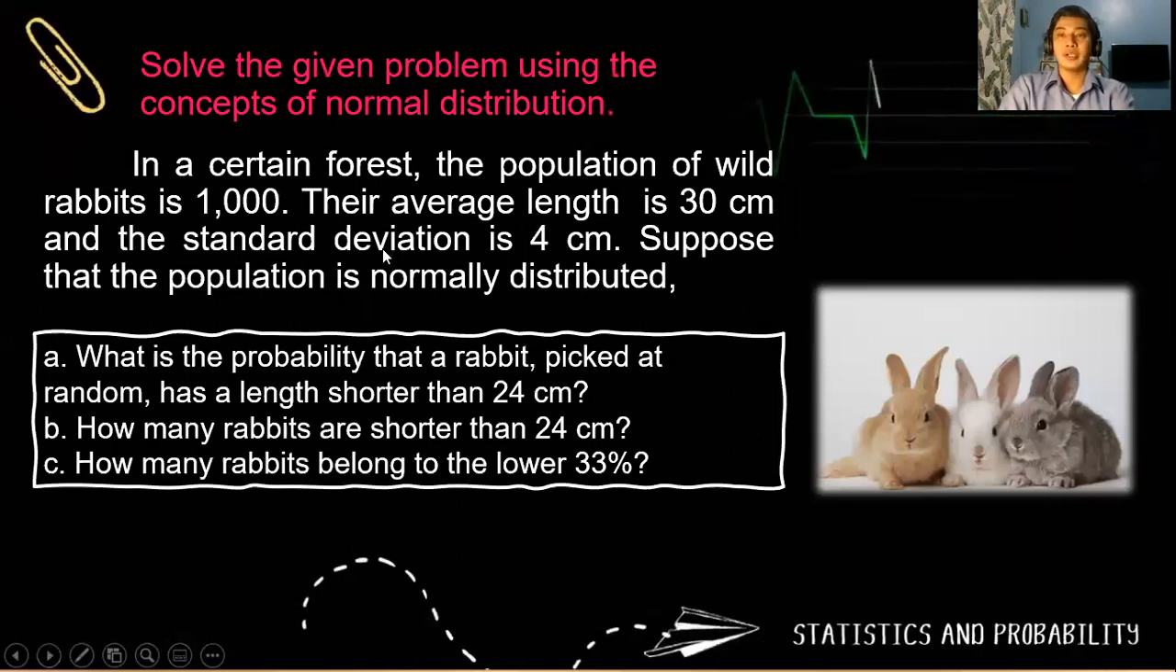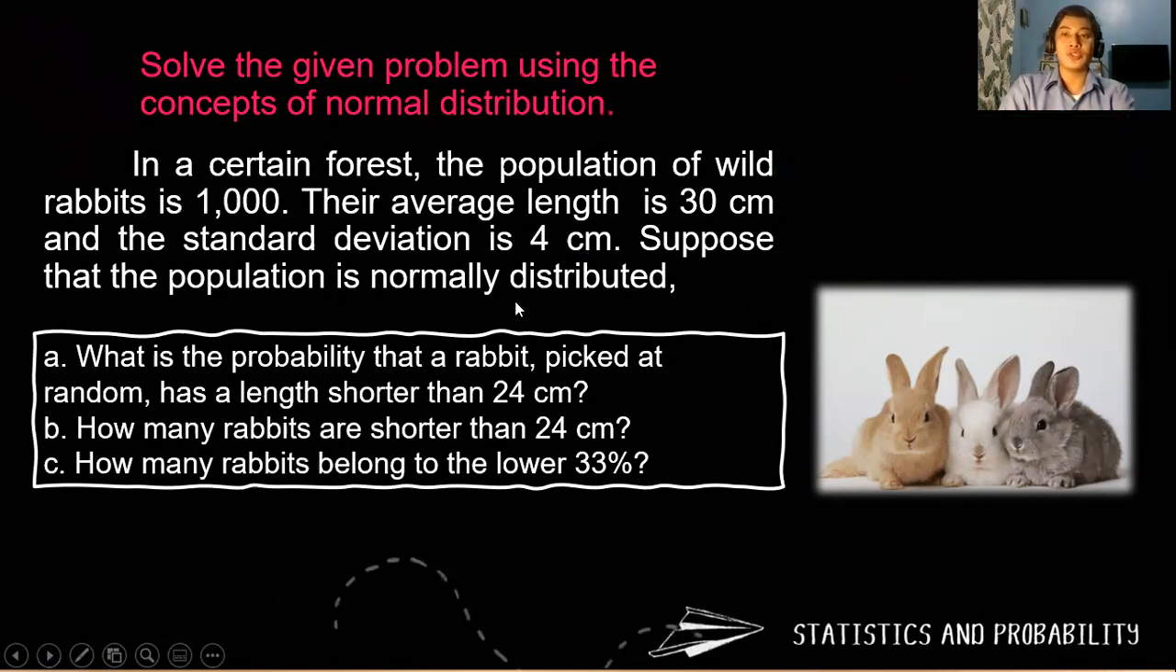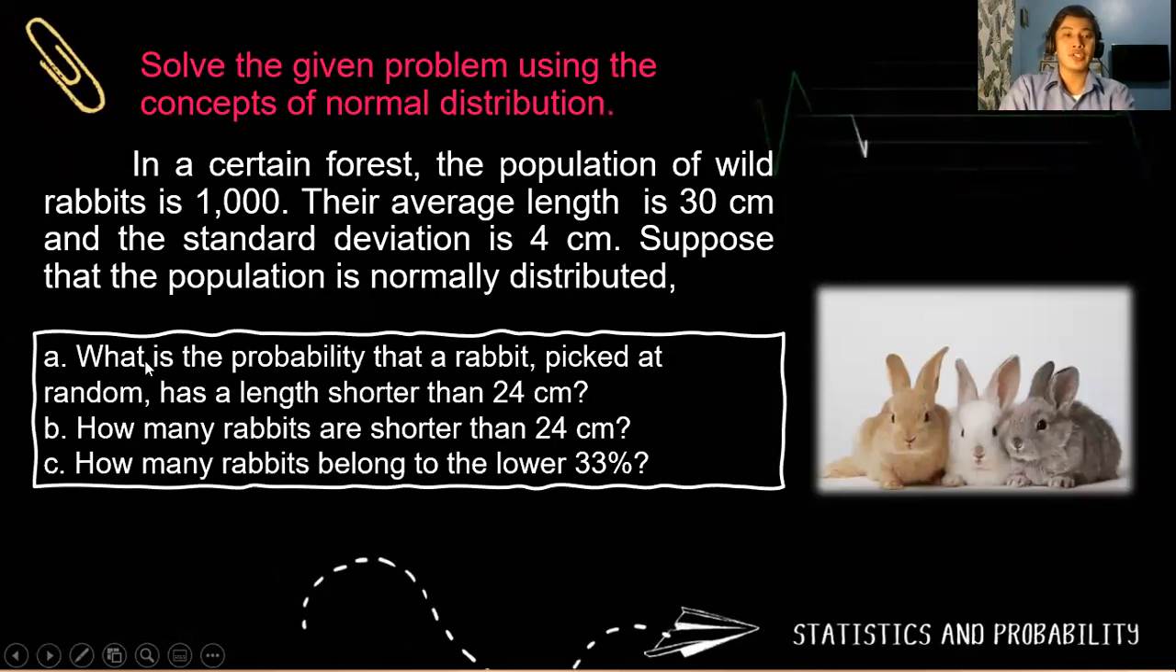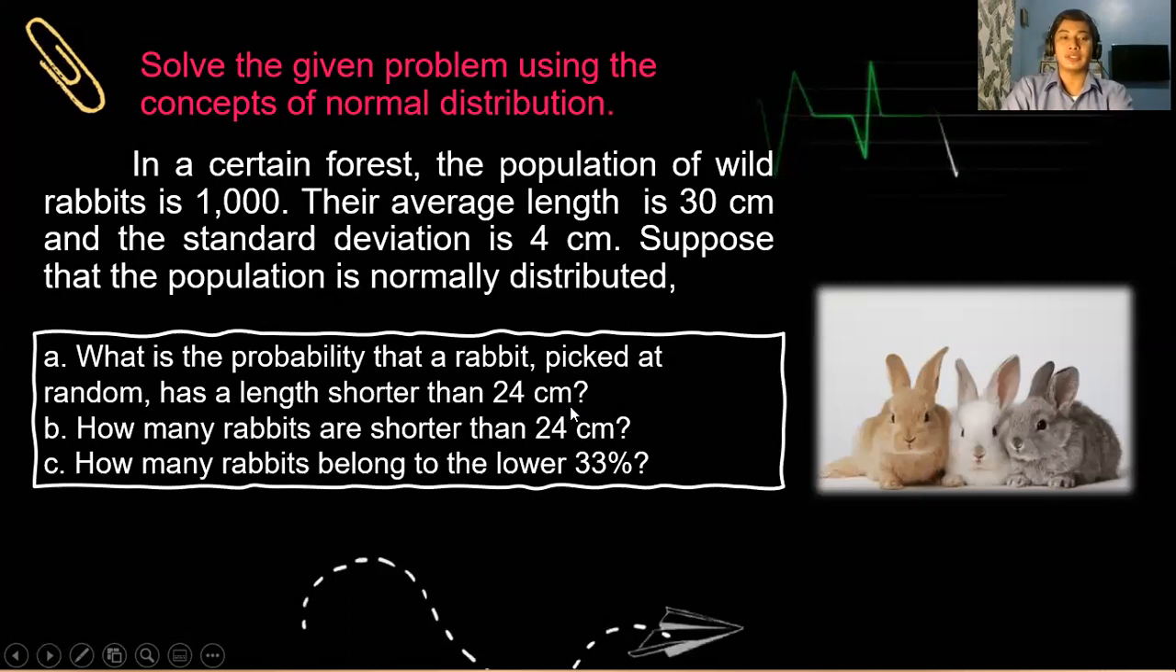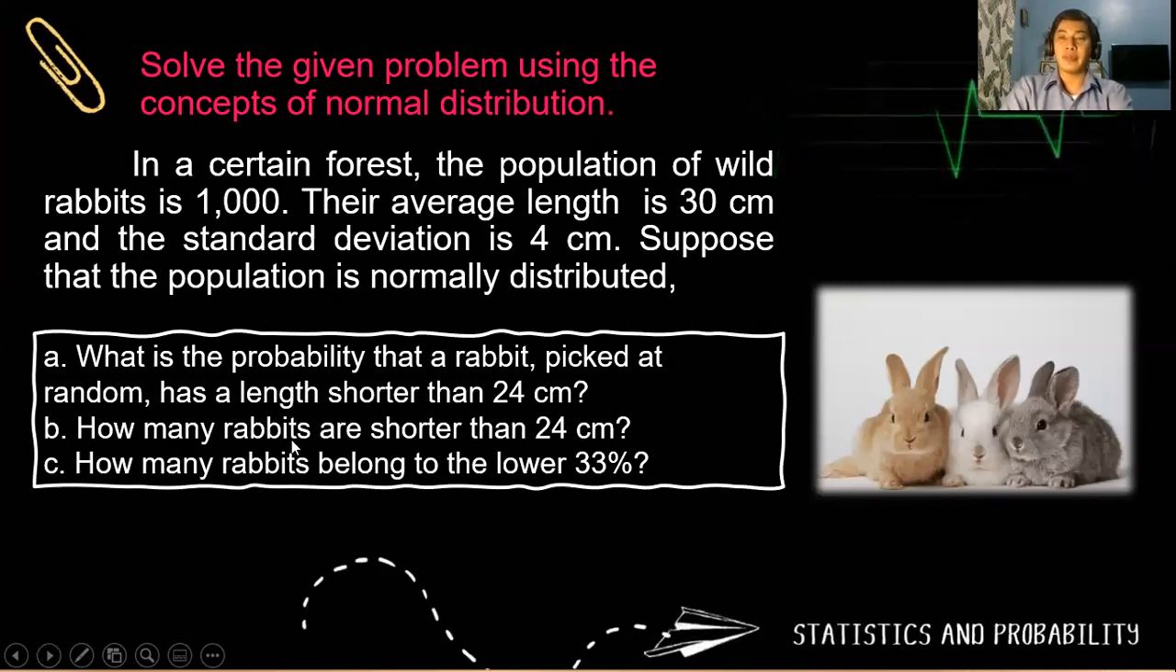So this is our situation. In a certain forest, the population of wild rabbits is 1,000. Their average length is 30 centimeters, and the standard deviation is 4 centimeters. Suppose that the population is normally distributed. The first question, what is the probability that a rabbit picked at random has a length shorter than 24 centimeters? Letter B, how many rabbits are shorter than 24 centimeters? And for letter C, how many rabbits belong to the lower 33%?